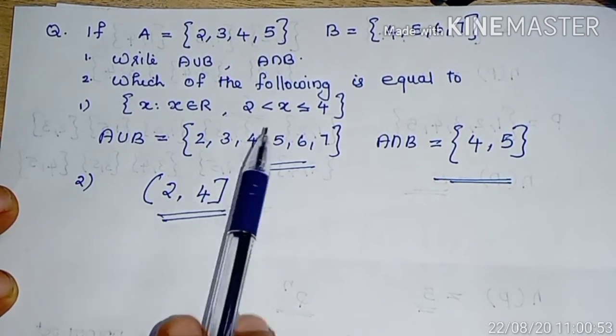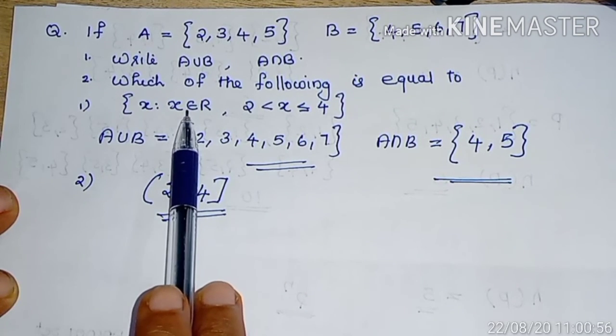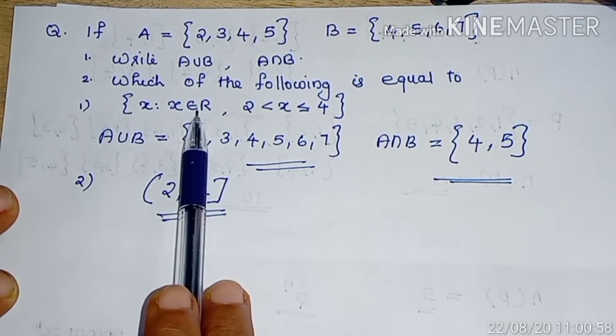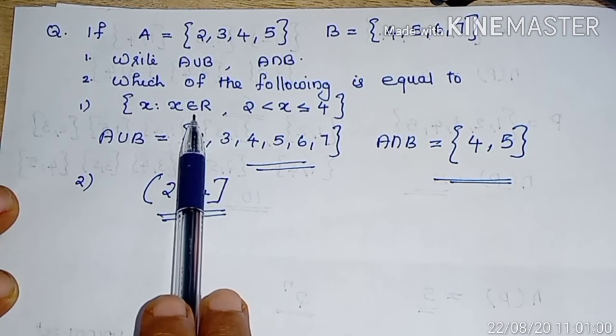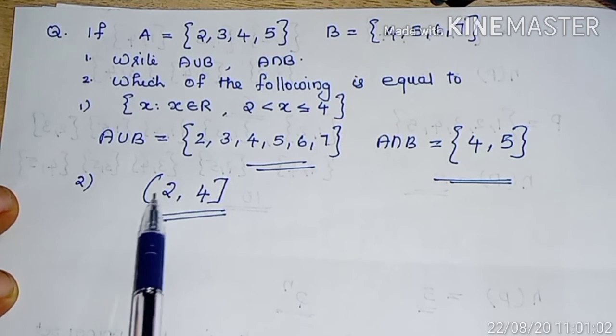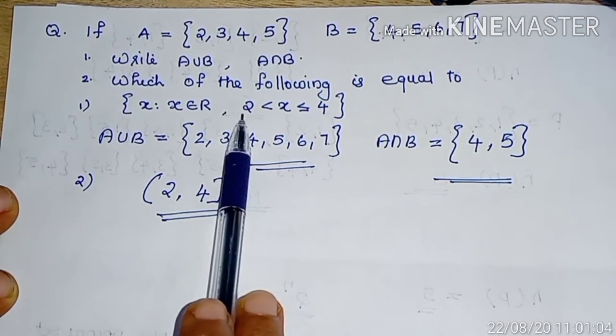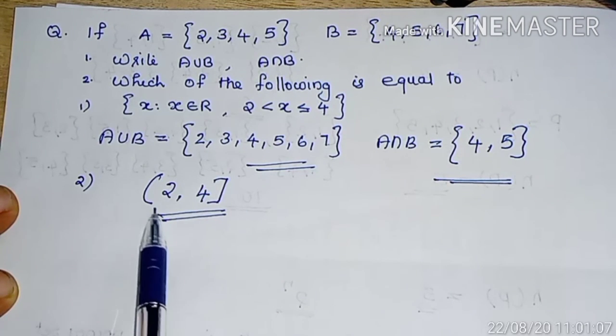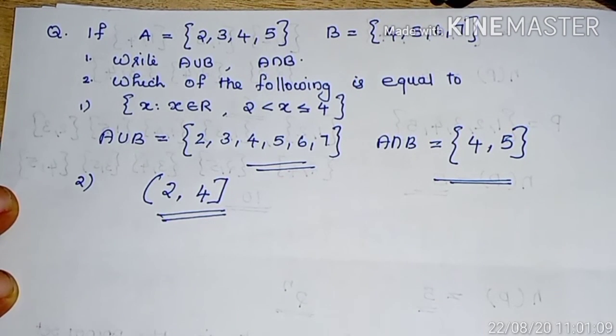Open 2, closed 4. The x elements are real numbers. So, x element of R, that is open 2, closed 4. 2 is not included in the set. So, we write open 2. Okay.